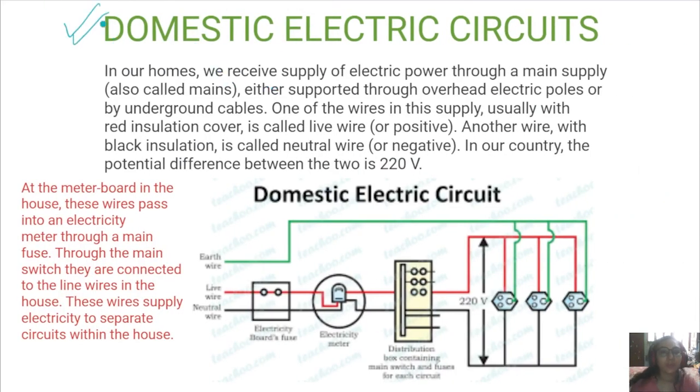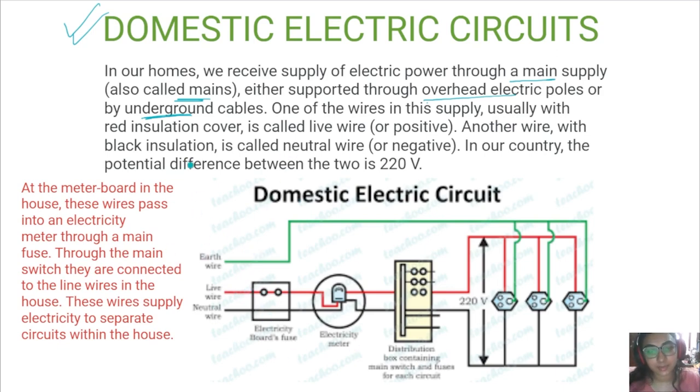So now we come to domestic electric circuits. As we just discussed, AC current is being used in most of our domestic circuits. Here we receive supply of the electric power through a main supply called mains, right? We know everybody's house has mains. They are supported either through overhead electric poles or by underground cables.